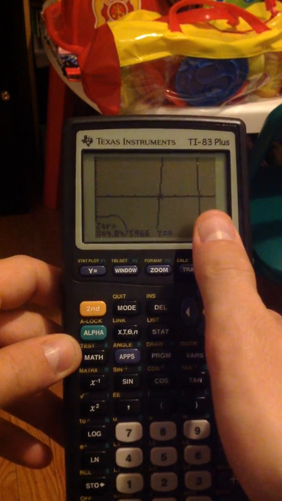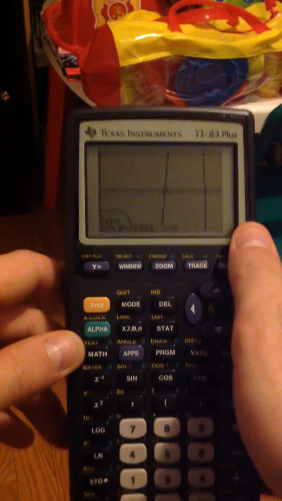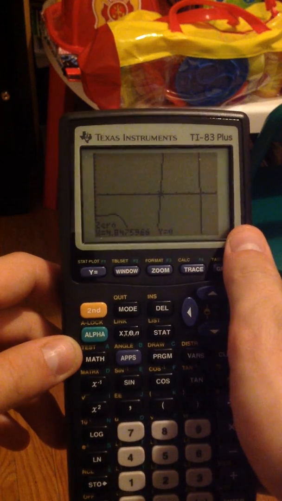Okay, so that concludes this graphing calculator exercise. These are some of the main things that you really have to be able to use your graphing calculator for throughout the course.